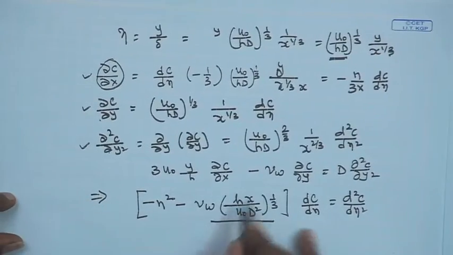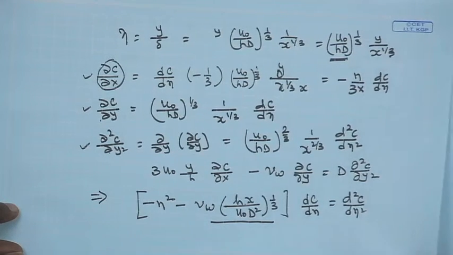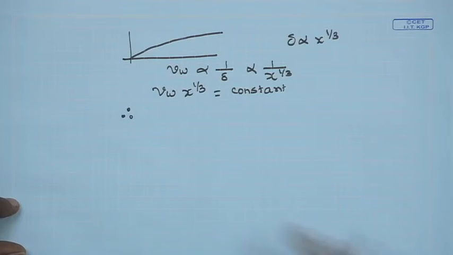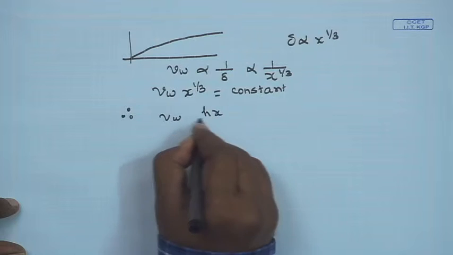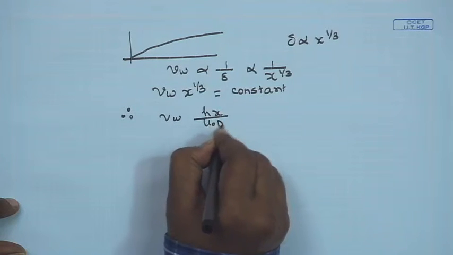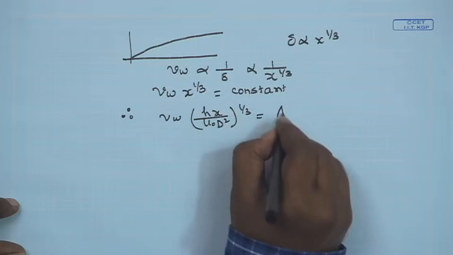In the term V w x to the power 1 upon 3, including the other terms, h is constant, u0 is constant, d is constant. So, the whole term becomes a constant, and we define that constant as a. So, we define (V w h x divided by u0 d square) raised to the power 1 upon 3 as the constant a.